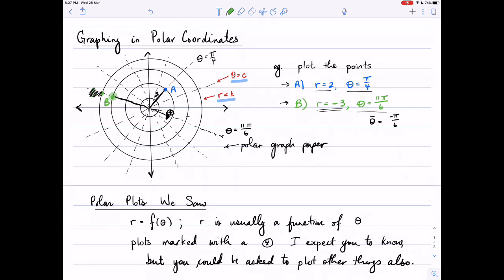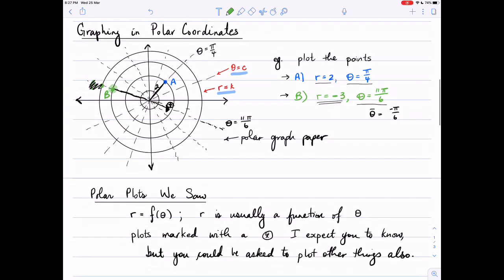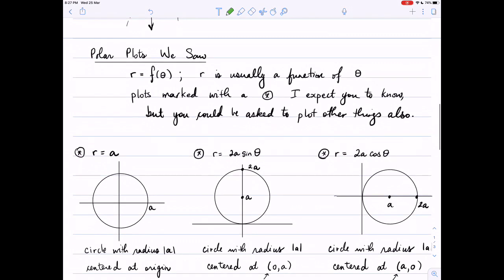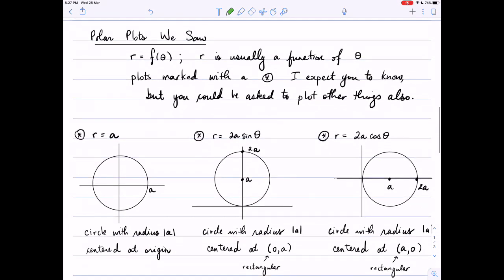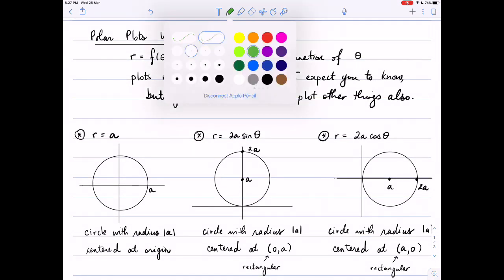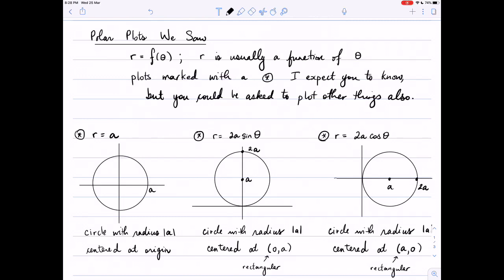So there's B. Okay, next, polar plots. So what had we seen in terms of graphing things more than points? The first thing that we had looked at, or that I had mentioned, was that r is f of theta.